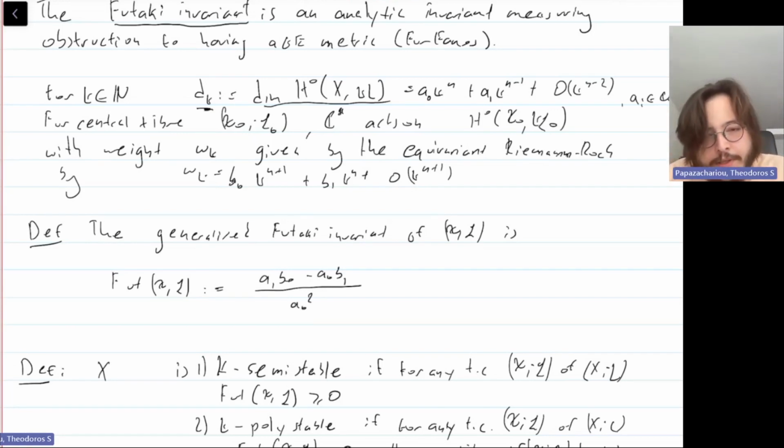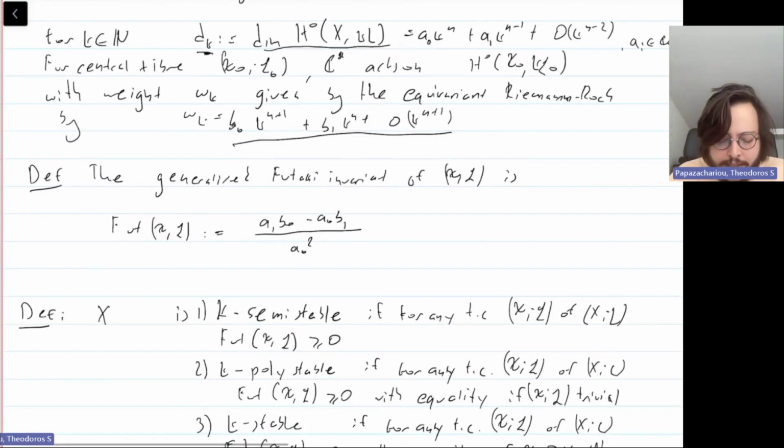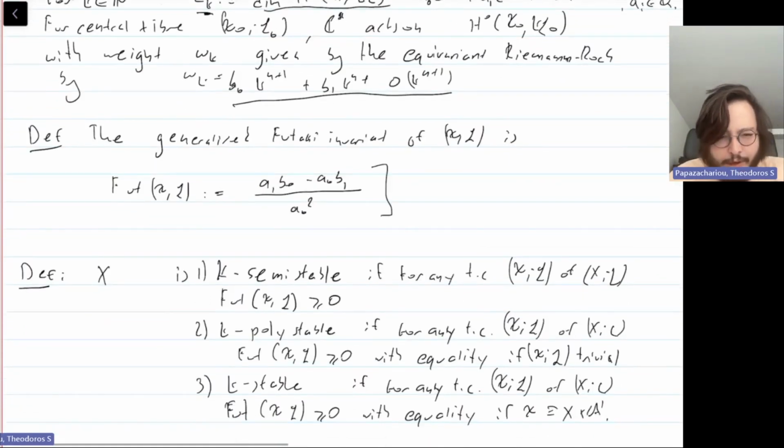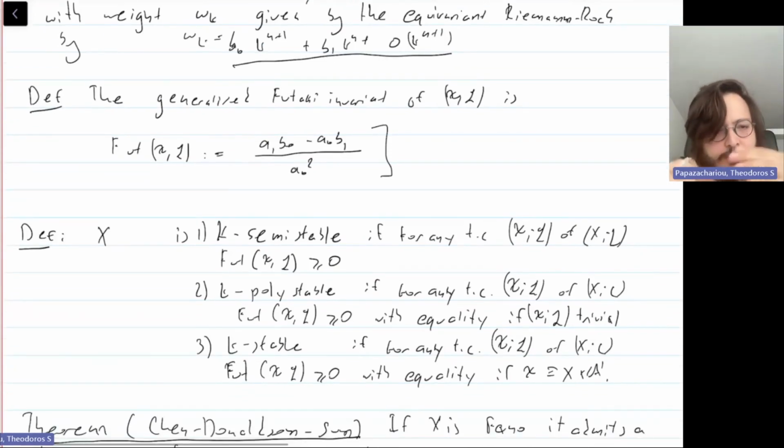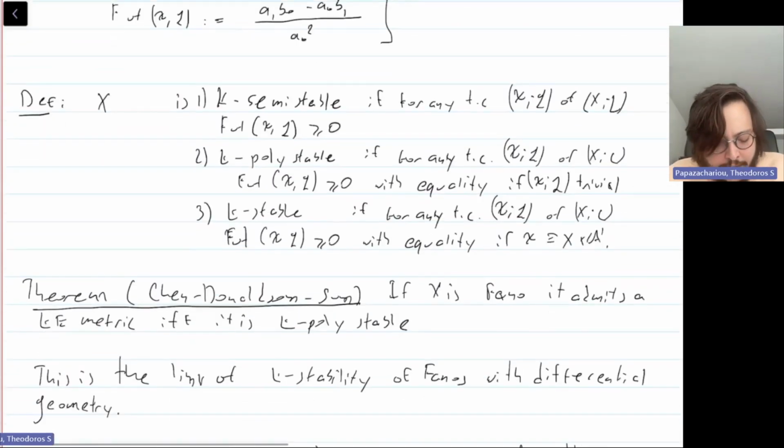And then when you consider the central fiber, you also have a C-star action on the central fiber, which lives in the cohomology. And this action also has a weight, where if you study the equivariant Riemann-Roch theorem, you can decompose the weight also into this polynomial decomposition here. And then the generalized Futaki invariant for any test configuration is essentially given by this formula here, which is not particularly important. It's more for continuity really, and for completeness in the talk, to define K-stability.